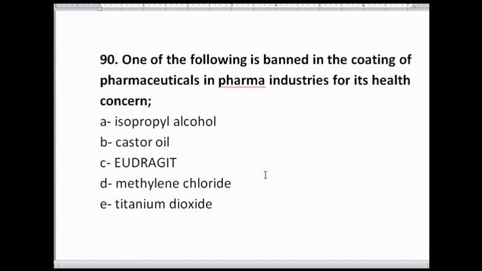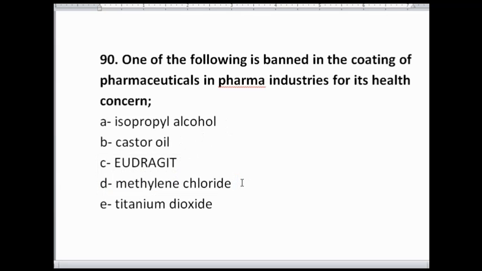Now the last MCQ of this video: one of the following is banned in the coating of pharmaceuticals in pharma industries for its health concern. So these options are there. These are actually coating materials: isopropyl alcohol, or IPA in short, castor oil, Eudragit, methylene chloride, and titanium dioxide. So we have to identify the option whose use is restricted nowadays due to its health concern. So actually the correct answer in this is methylene chloride.